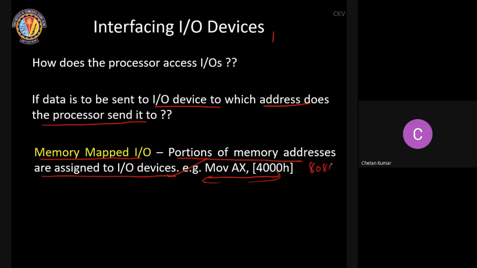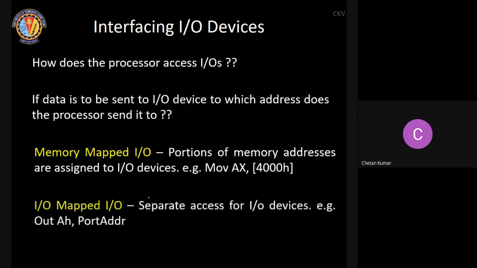This is an example for 8086. If you are talking about maybe MIPS or RISC-V, you communicate with the memory using load store instructions. So these instructions would be used for interacting with IOs if some address is assigned to IO devices. Then there is something called IO mapped IO, where there is a separate access for IO devices. For example, you use instructions like out, and then you specify the address of the port of that particular IO. You might interact with some registers only, so that register will be mentioned. So this is an example of memory mapped IO and IO mapped IO.